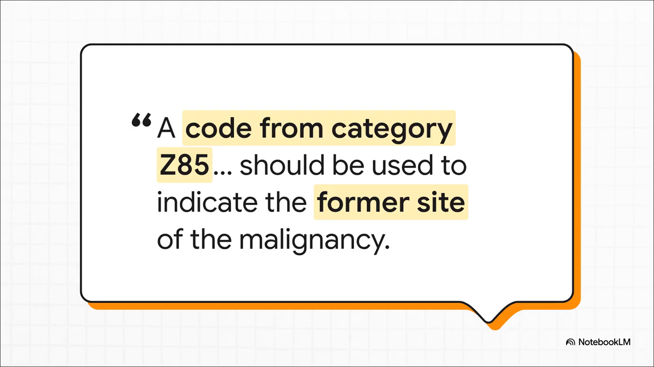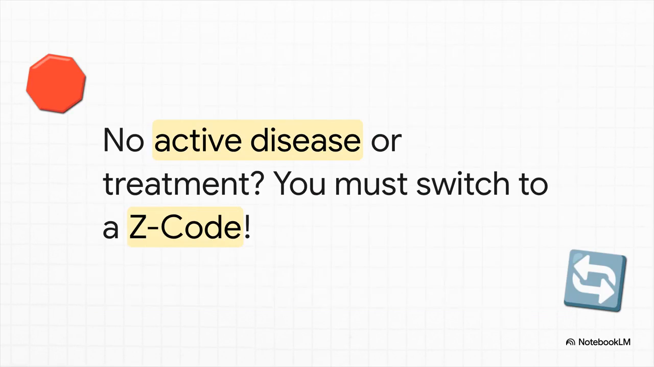This isn't a suggestion. It's a rigid legal standard. No active disease or treatment? Switch to a Z code. I want you to visualize a digital gauge swinging from an active red zone right into a safe green Z85 zone. Once treatment stops and the scans are clean, you hit a hard stop on using active codes. You must retire that active code immediately and swap over to the historical Z85 code.